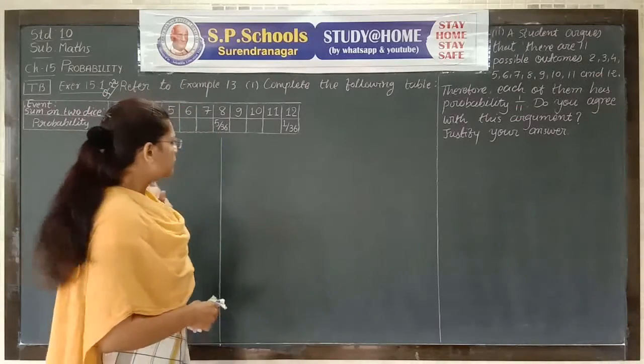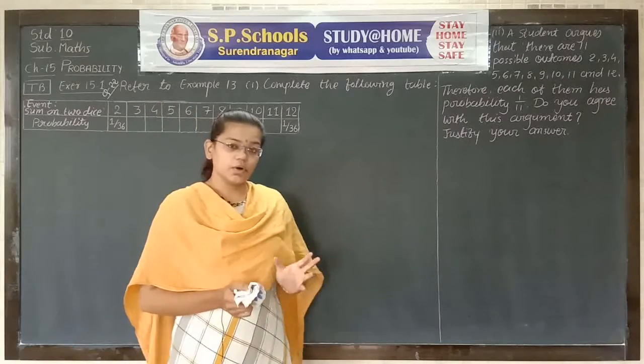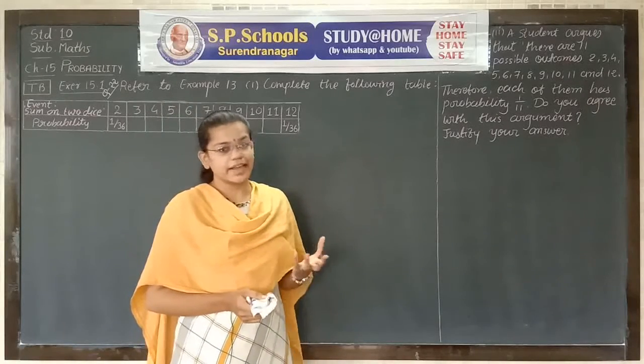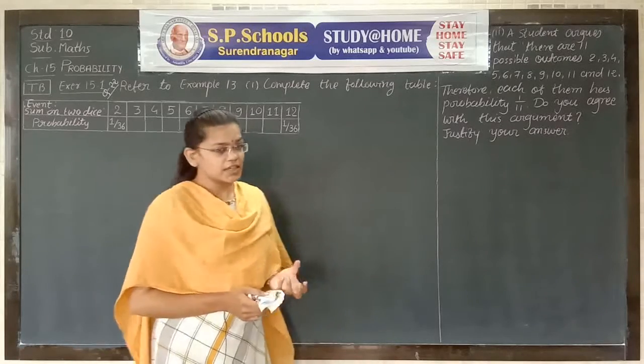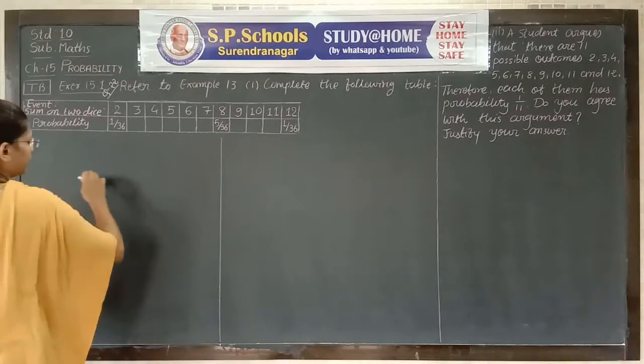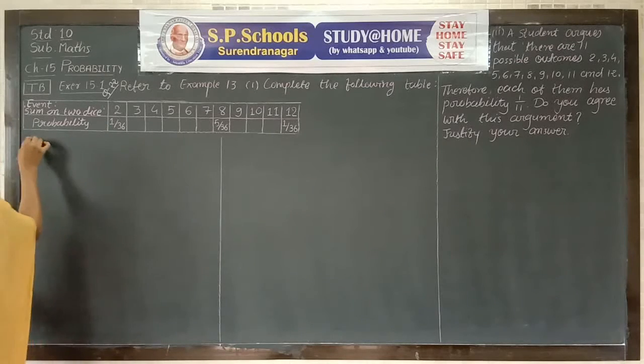As we know, Example 13 is the question of tossing two dice, one gray and one blue. That's why the total number of outcomes is 36. So first of all, we have to write the 36 outcomes.